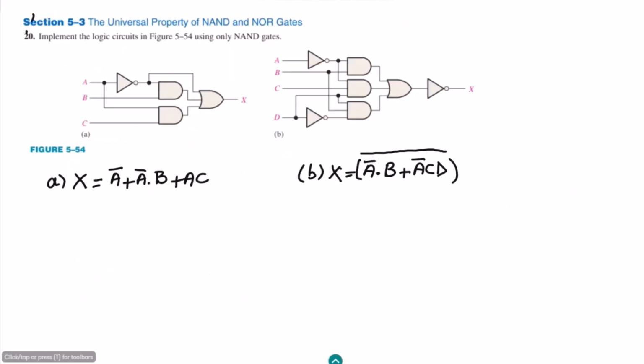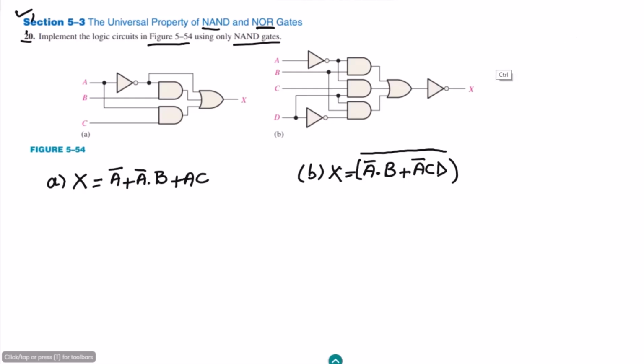Welcome back, guys. This is section 5.3, and this is related to the universal property of NAND and NOR gates. This is question 20, which we are going to solve in this video, and the statement of this question is to implement the logic circuit in figure 5.54 using only the NAND gates. This is the same figure which we solved in our previous videos in question number 2. I will put the link of it over here so that you can find it for your own understanding.